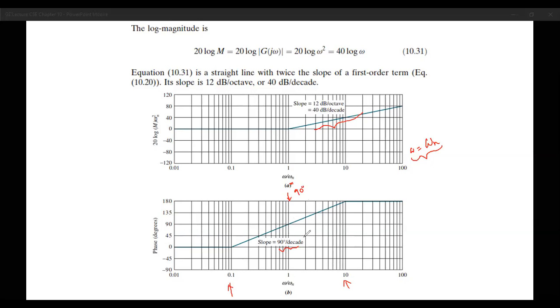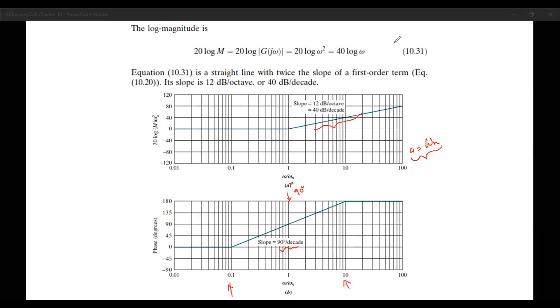Okay, so the bottom line is normalizing the thing. Then you have to plot the Bode diagram for the zeros of the second order system, with magnitude at 40 dB per decade, and phase at 90 degrees per decade.